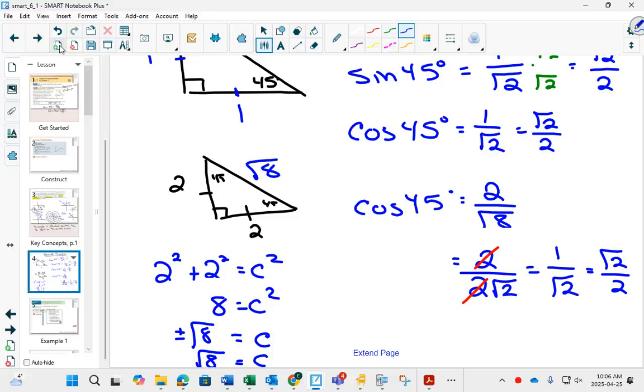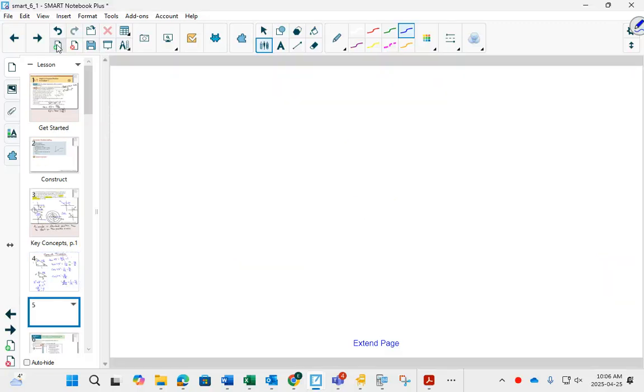This is special triangle number 1. You have to be able to do 45 degrees without a calculator. Special triangle number 2. The other angles you can do without a calculator are 30 degrees and 60 degrees.